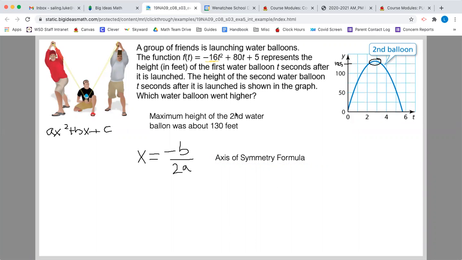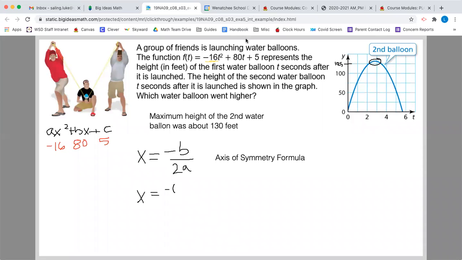So we're going to apply our formula. And if we look at the example that's given, our a value is that negative 16. Our b value is the positive 80, which is attached to the t, and our c is the 5. Although that doesn't really matter for this formula because c doesn't enter into it. So if we plug our values in, we have x is equal to, and our negative b would be negative 16. I take that back.